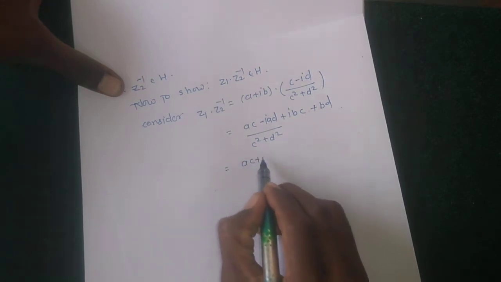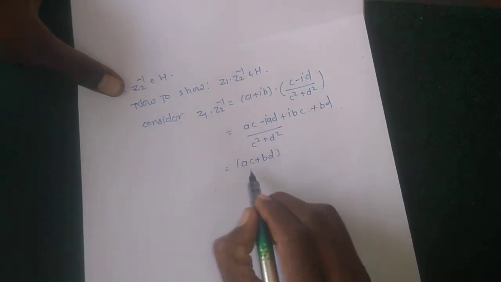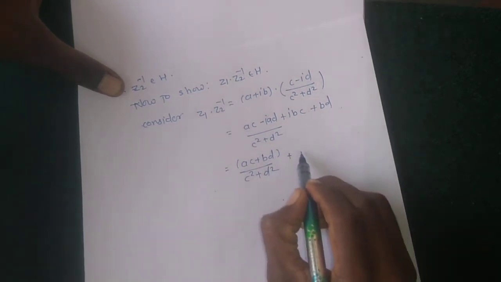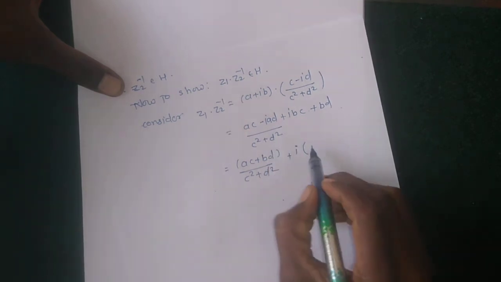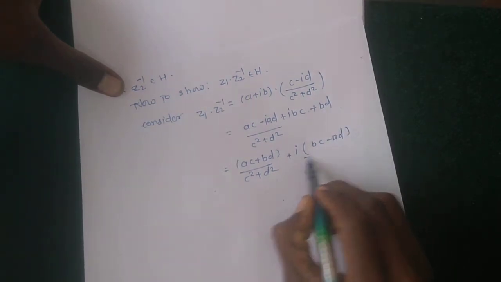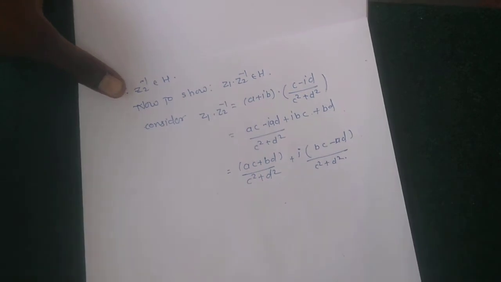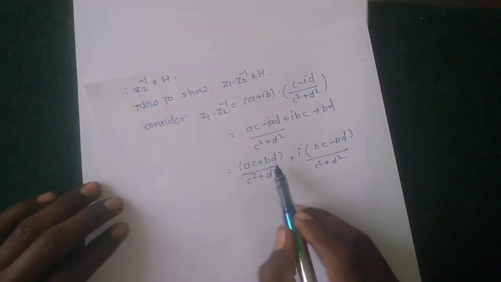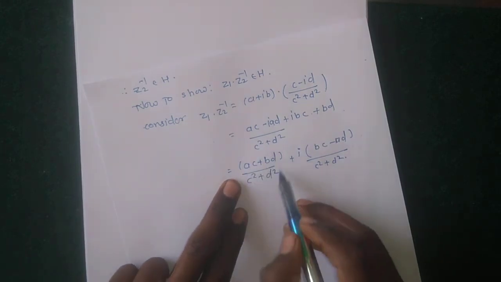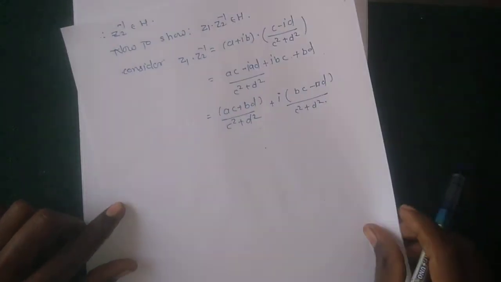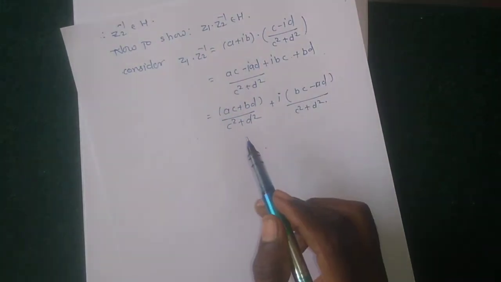We get AC plus BD divided by C square plus D square, and plus i, the imaginary part we get separately, BC minus AD divided by C square plus D square. Okay, this is the value of Z1 into Z2 inverse. To show Z1 into Z2 inverse belongs to H, if the square of this element and the square of this element is equal to 1, then Z1 into Z2 inverse belongs to H.